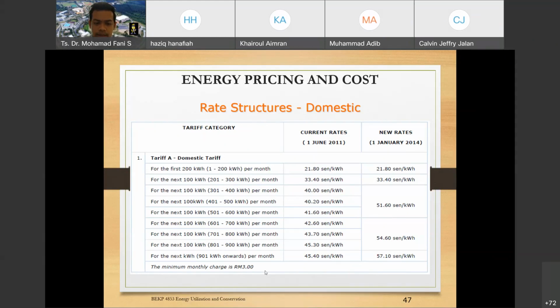We call it block tariff, because you can see here, as the power consumption increases, you get an increment of the charge. So based on the block tariff, we call it block tariff. So if you increase the consumption of the electricity, the charge also will increase.